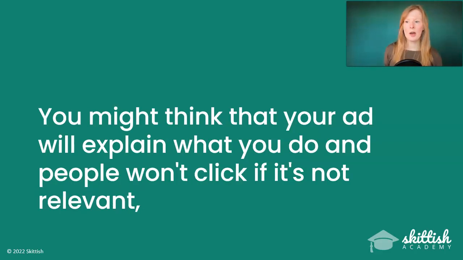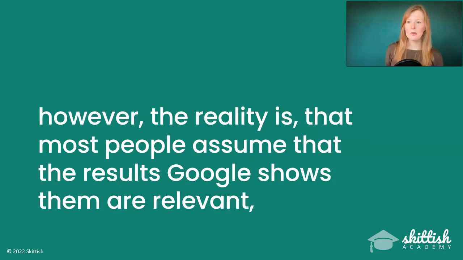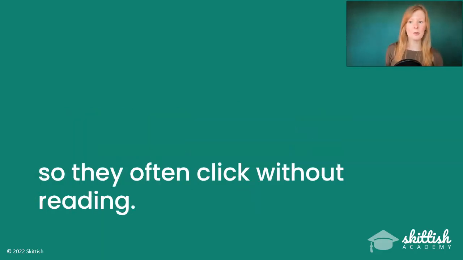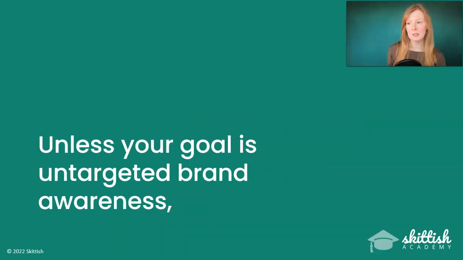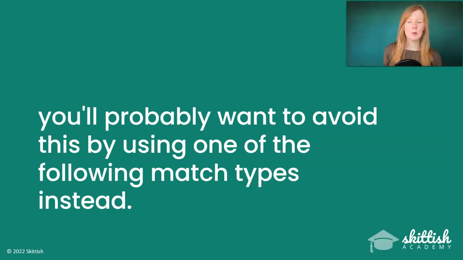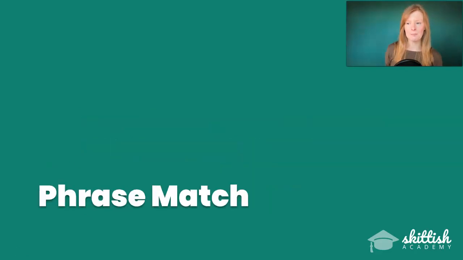You might think that your ad will explain what you do, and people won't click on it unless it's relevant. However, the reality is that most people assume that the results Google shows them are relevant, and they often will click without reading. Once they land on your site, they'll see they've come to the wrong place and will probably hit the back button. Unless your goal is untargeted brand awareness, you'll probably want to avoid this by using one of the following match types instead.